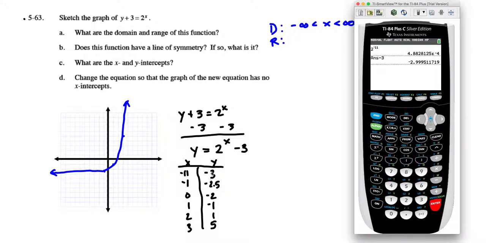So even though I wrote that point there, I probably should emphasize that we're never actually going to hit -3. So our range should end up being y is greater than -3, because we can never actually hit -3. Maybe I should emphasize here that this was rounded, not actually -3.